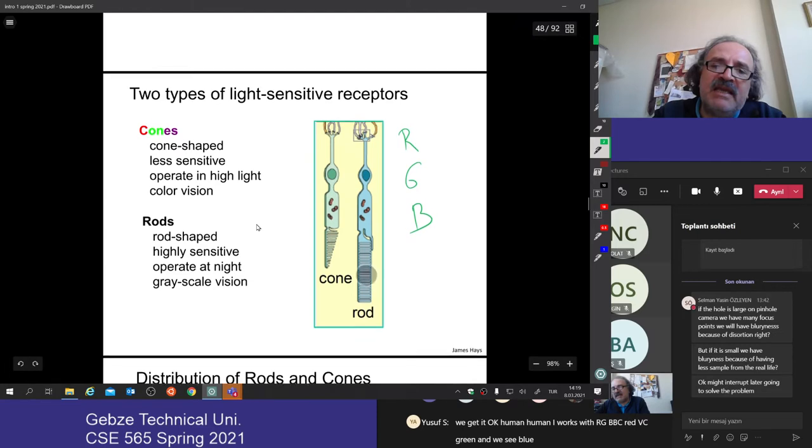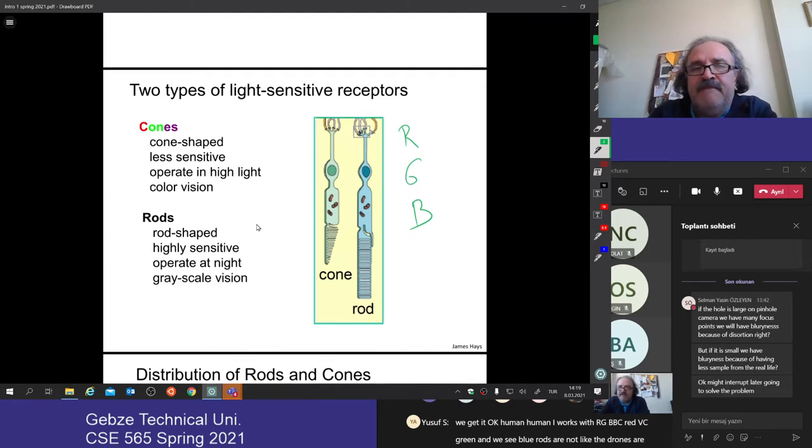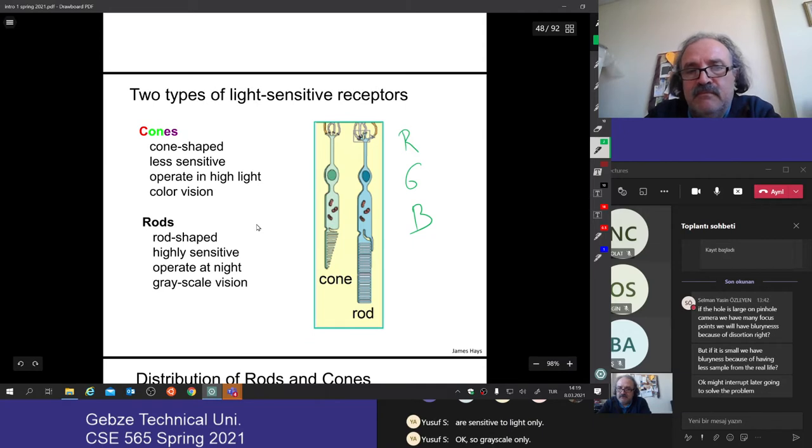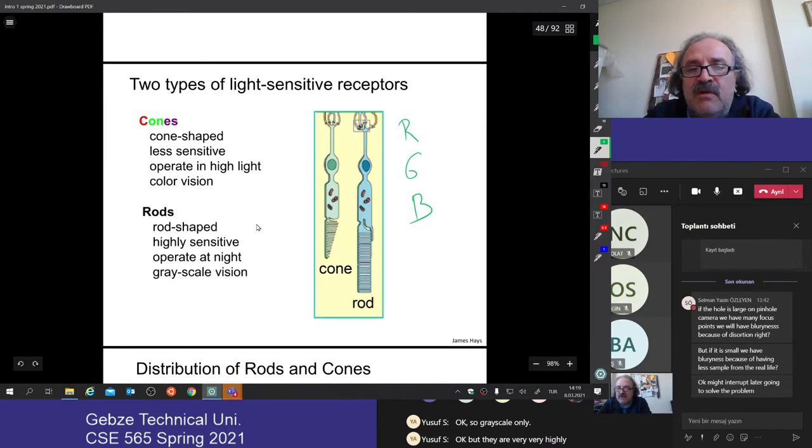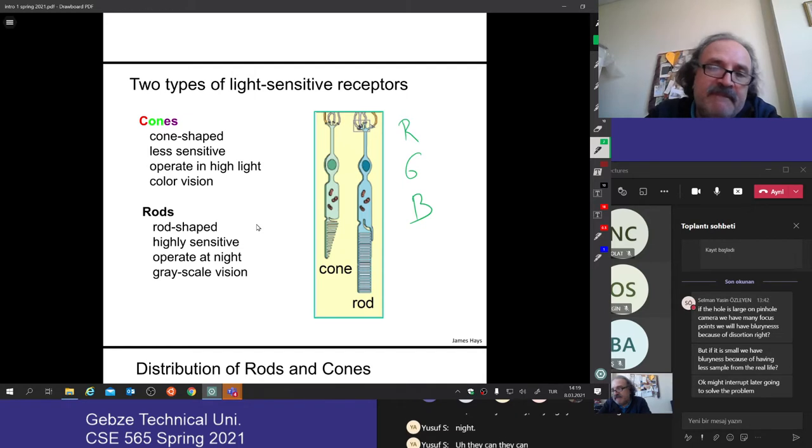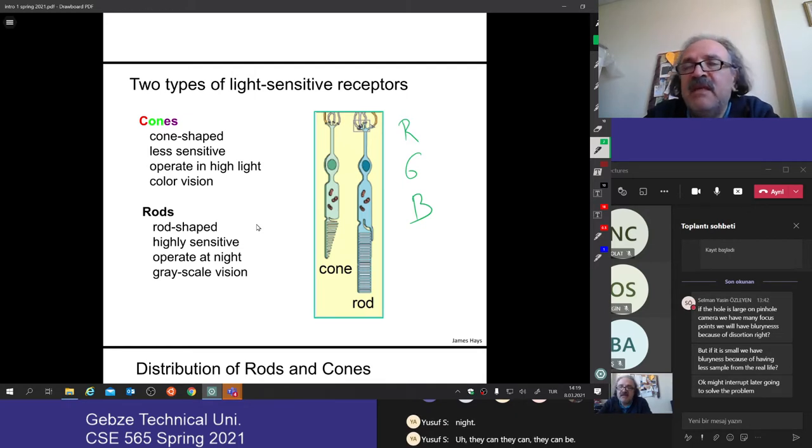Rods are not like that. Rods are sensitive to light only. So grayscale only. But they are very, very highly sensitive to light. Even at night, they can be activated. Even a single photon can be sensed by a rod.